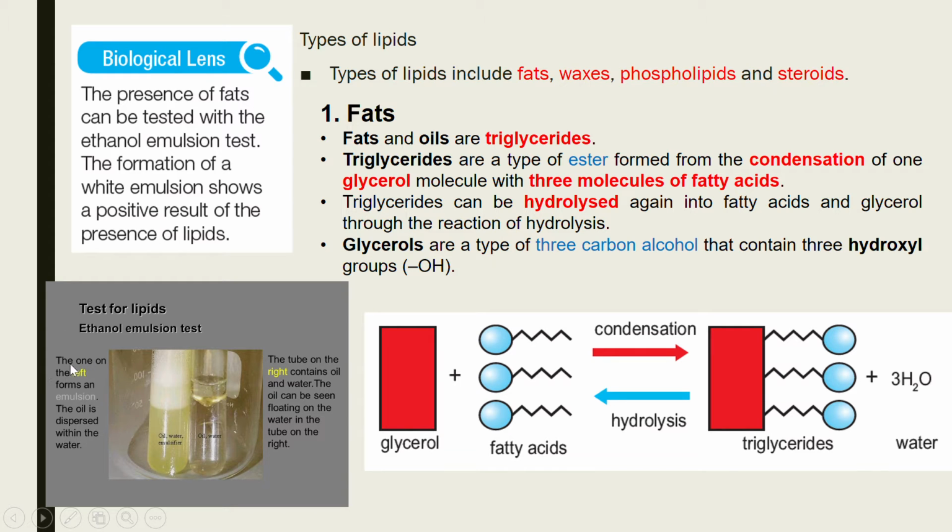The boiling tube on the left forms an emulsion where the oil is dispersed within the water. Within the water, you see dispersions of droplets of oil. But on the right side, you can see two distinct layers, where oil, being less dense than water, is seen floating on top of the water. This is a test to show the presence of fats.